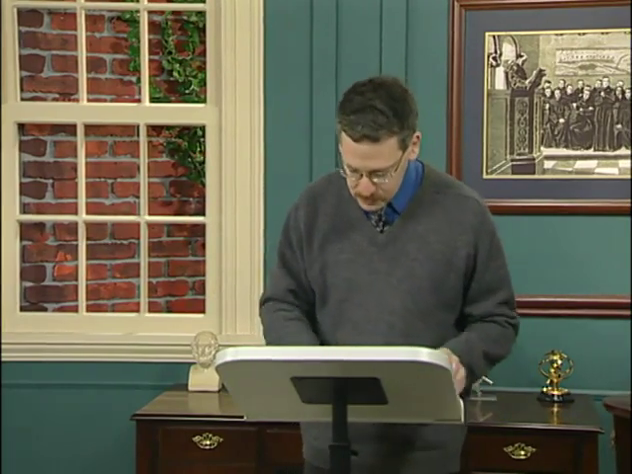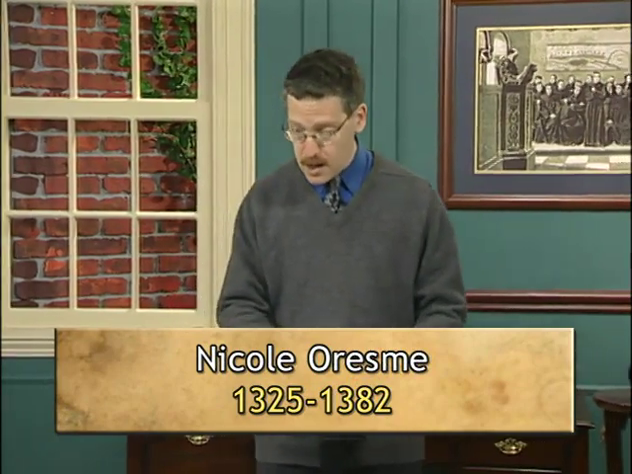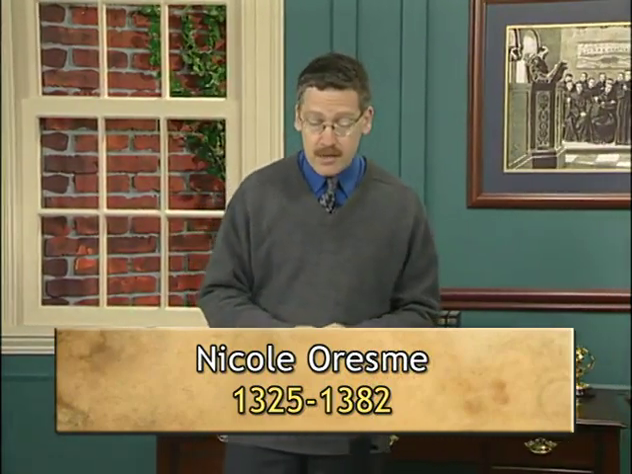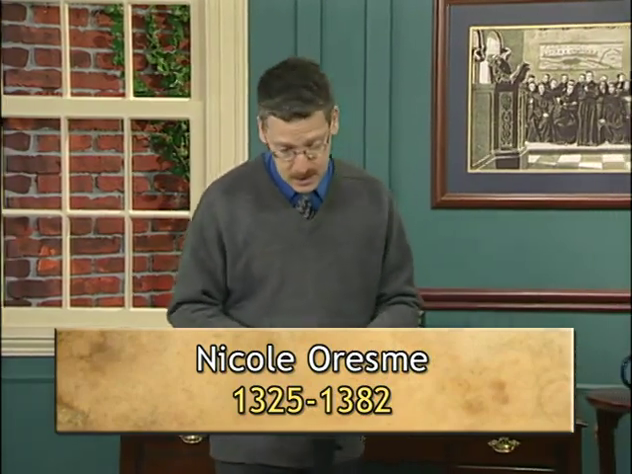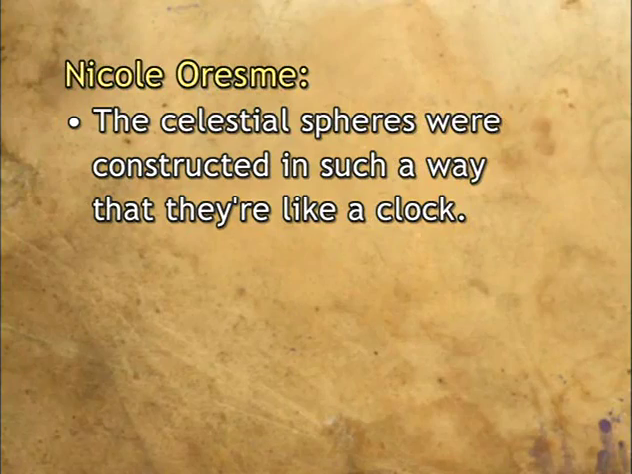Well, a person who's often mentioned in the same breath with Jean Buridan is Nicole Oresme, a younger contemporary, also a master at the University of Paris. He eventually became Bishop of Lisieux. He was born in Normandy around 1325 and died in 1382. He wrote something very interesting. He said that the celestial spheres were constructed in such a way that they're like a clock.